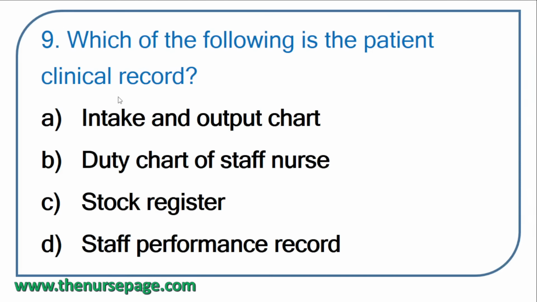Most of you know this is an easy question. The correct answer is intake and output chart. This chart belongs to a patient case file, and all the others are administrative files only. Duty chart of staff nurse, stock register, staff performance record are administrative records, and the intake and output chart belongs to the patient case file, the patient clinical record.